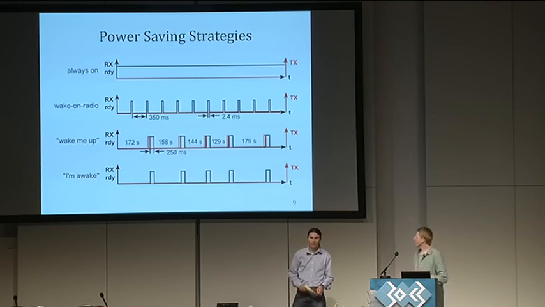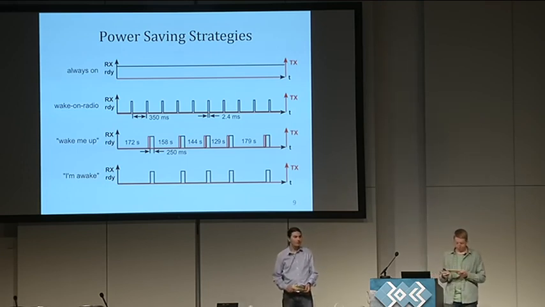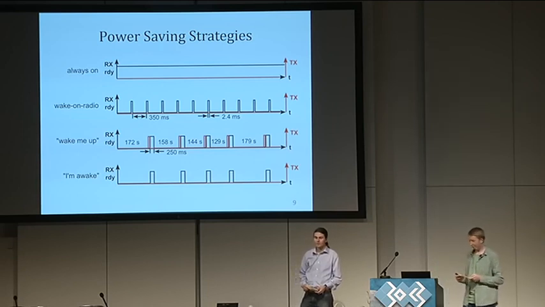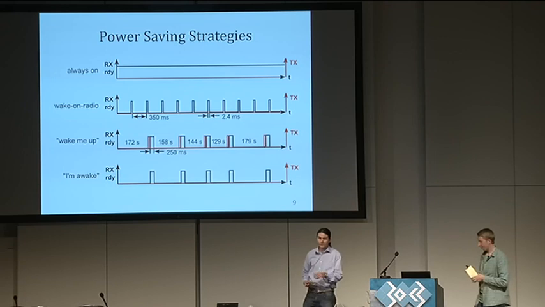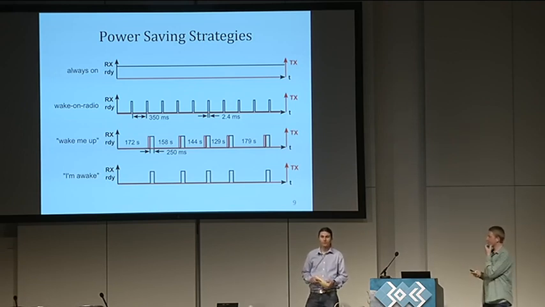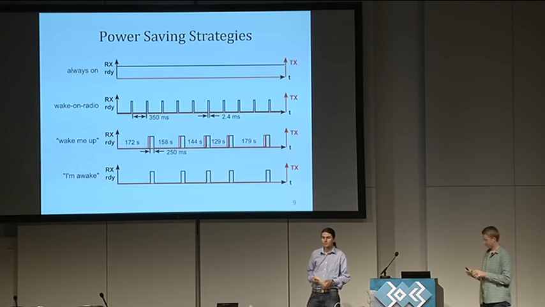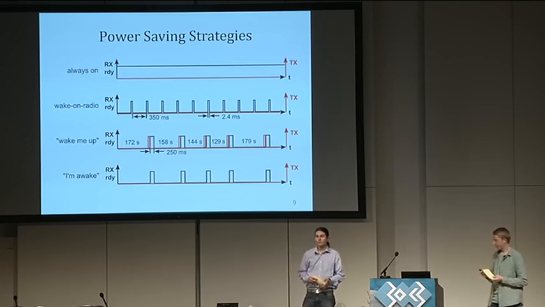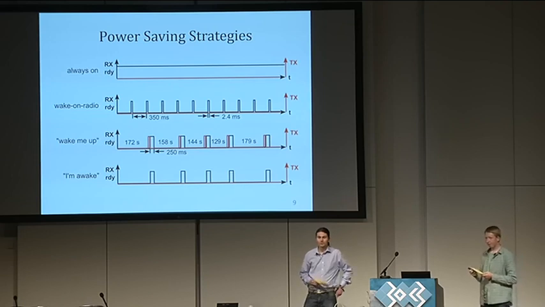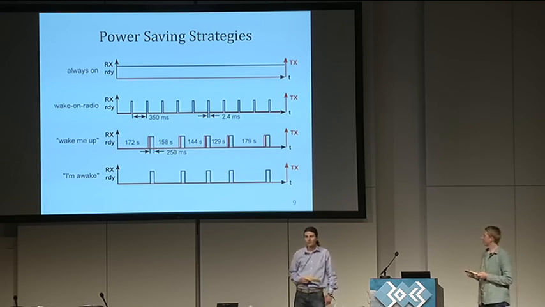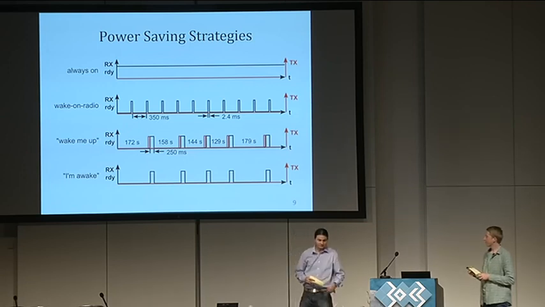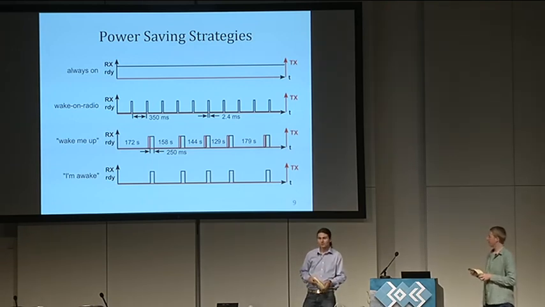Since most of the HomeMatic devices are battery powered, you will need some kind of power saving strategy. The first power saving strategy is called wake on radio. It works the following way. The device wakes up to receive ready mode for 2.4 milliseconds, and after that, it falls asleep for 350 milliseconds repeatedly. So it can react on packages almost immediately.